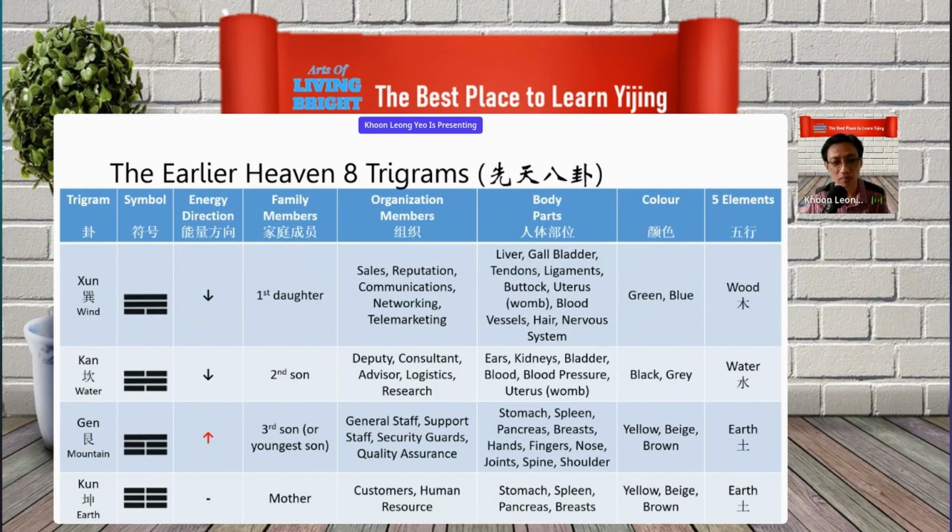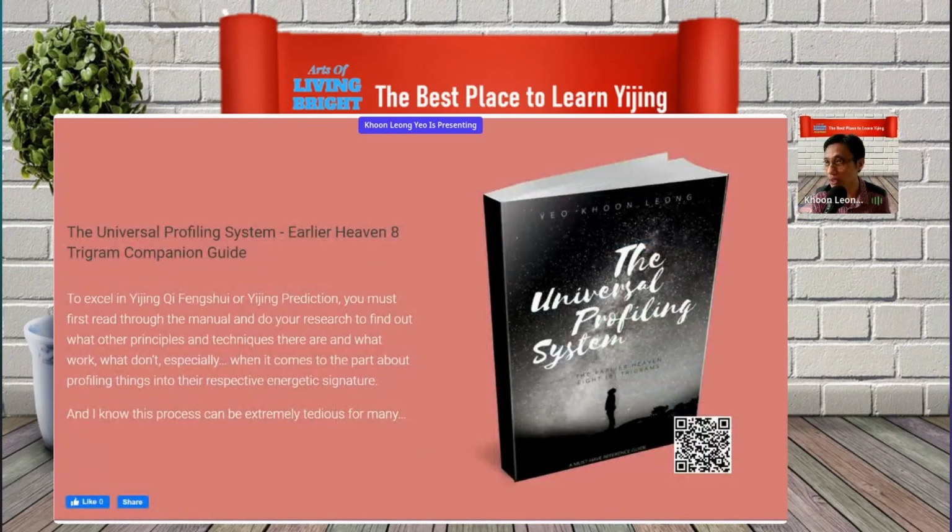For those who have not gotten this ebook, we talk about the universal profiling system. That means the earlier heaven trigram and their representation. Remember to grab this book. This is an ebook, so you can store it in your laptop or phone, and then in free time you can take it out and read again, to understand the representation. How do we do the representation part?